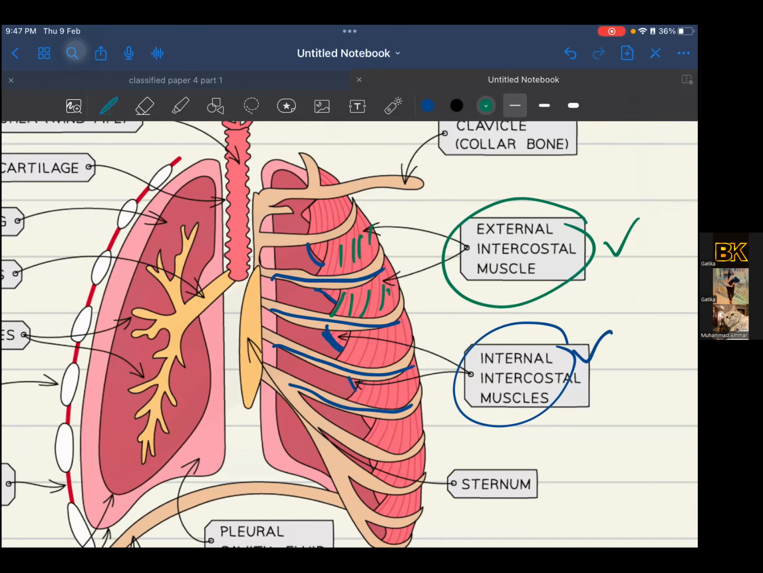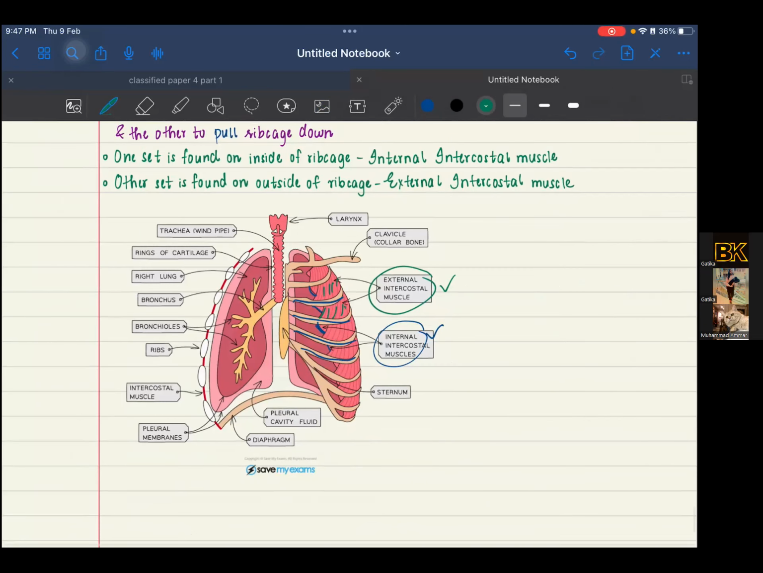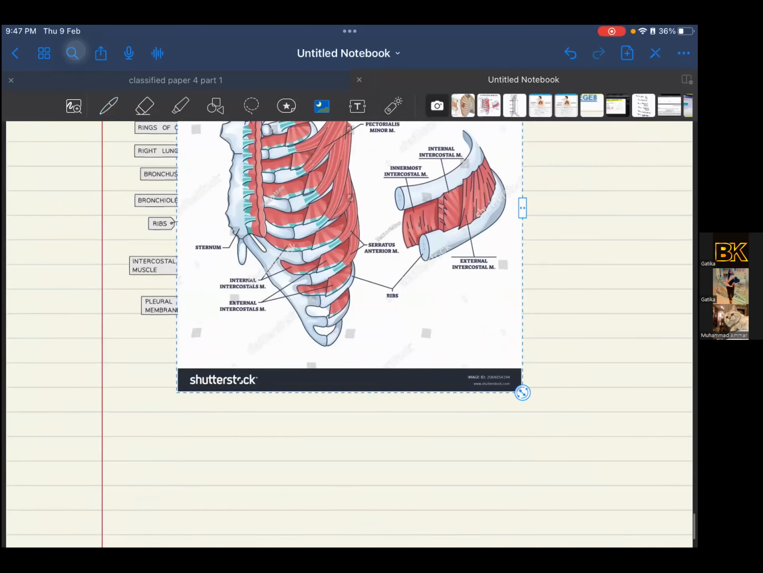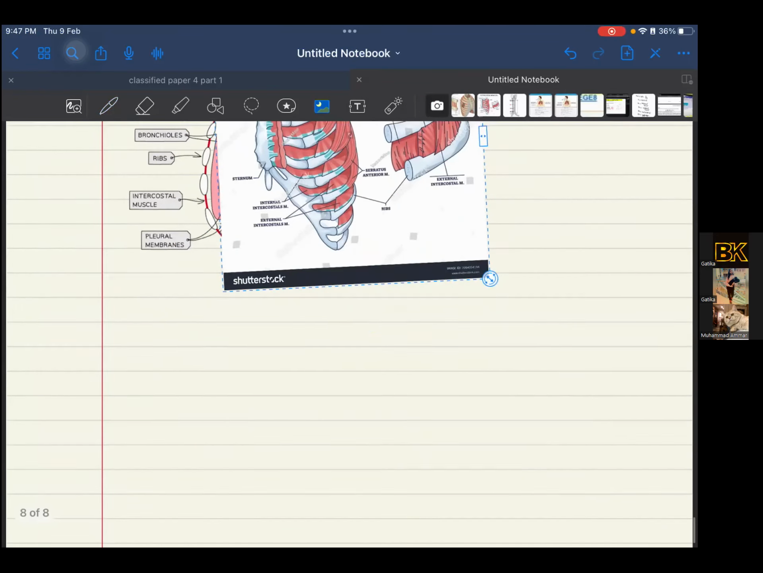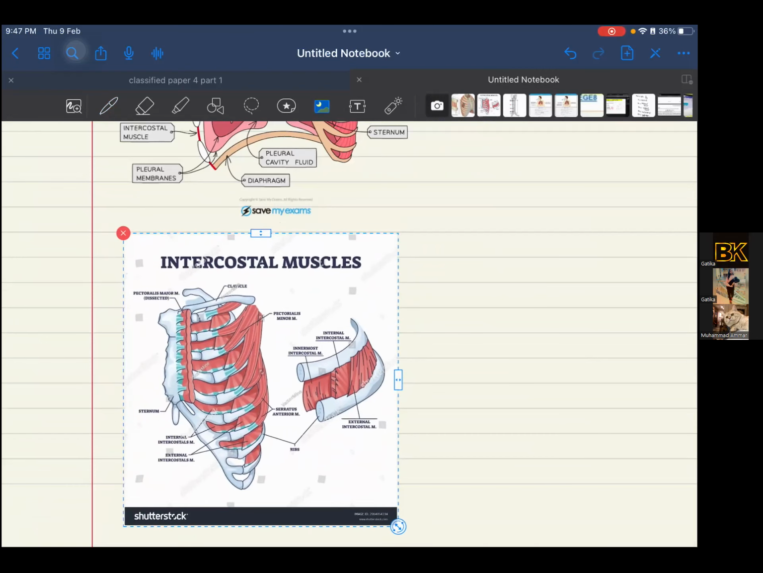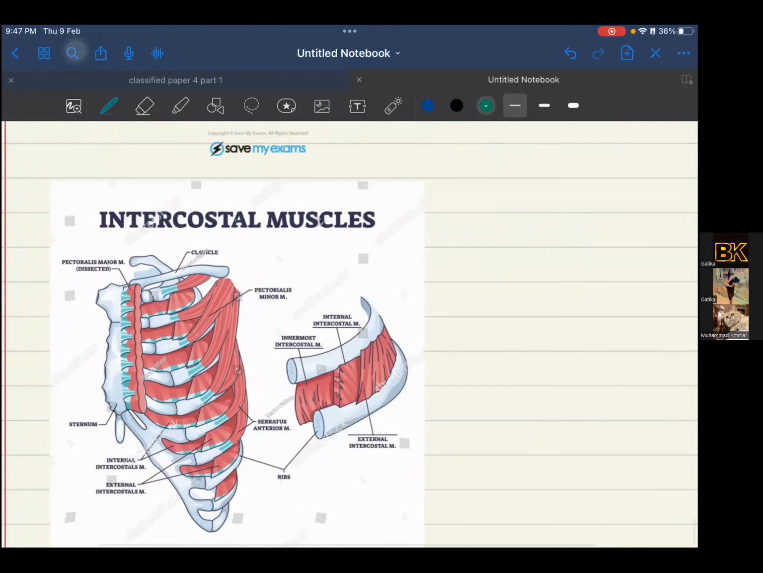There was just one more, to give a good idea about it. This one has extra labeling. You don't have to look at that. Just look at what is internal and external. No need to go for this complicated stuff.